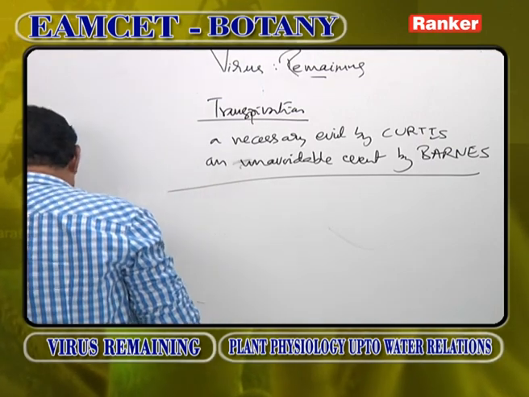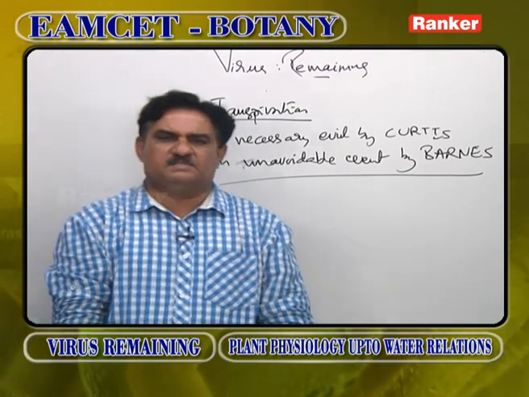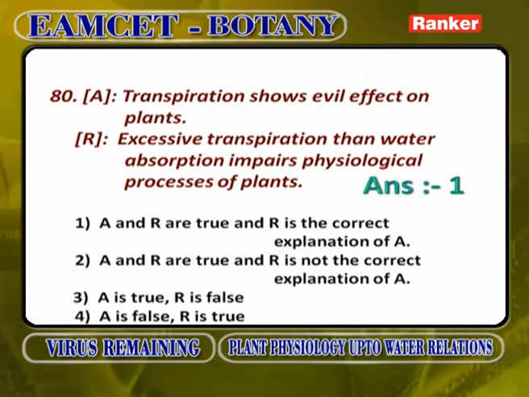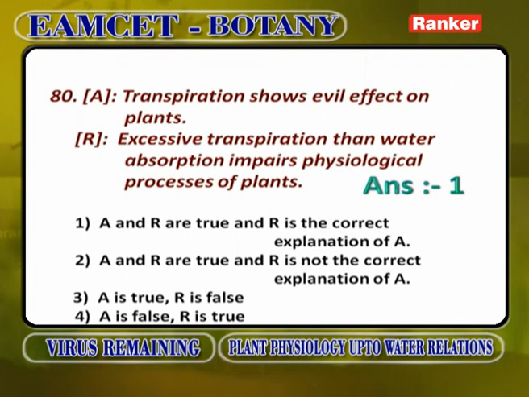Transpiration causes loss of water. Whenever water is lost, plants want to absorb water. Whenever plants start absorbing water, that is called ascent of sap and other processes take place. So, nearly 100% of water is absorbed by plants, only 5% is utilized in metabolic activities, remaining is lost by transpiration. So, transpiration shows evil effect on plants is correct, because excess of transpiration than water absorption impairs physiological process is also correct. So, A and R are correct. R is the correct explanation of A.